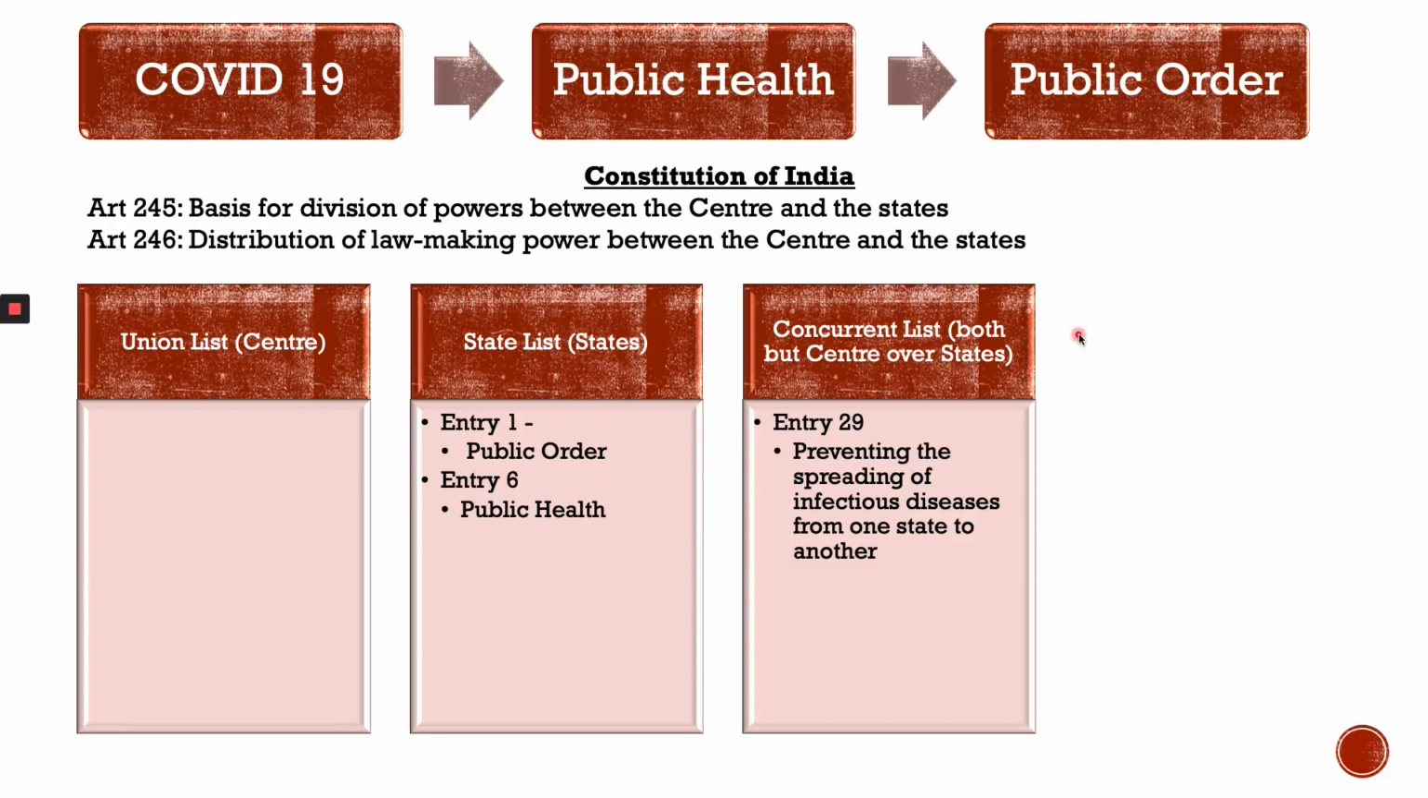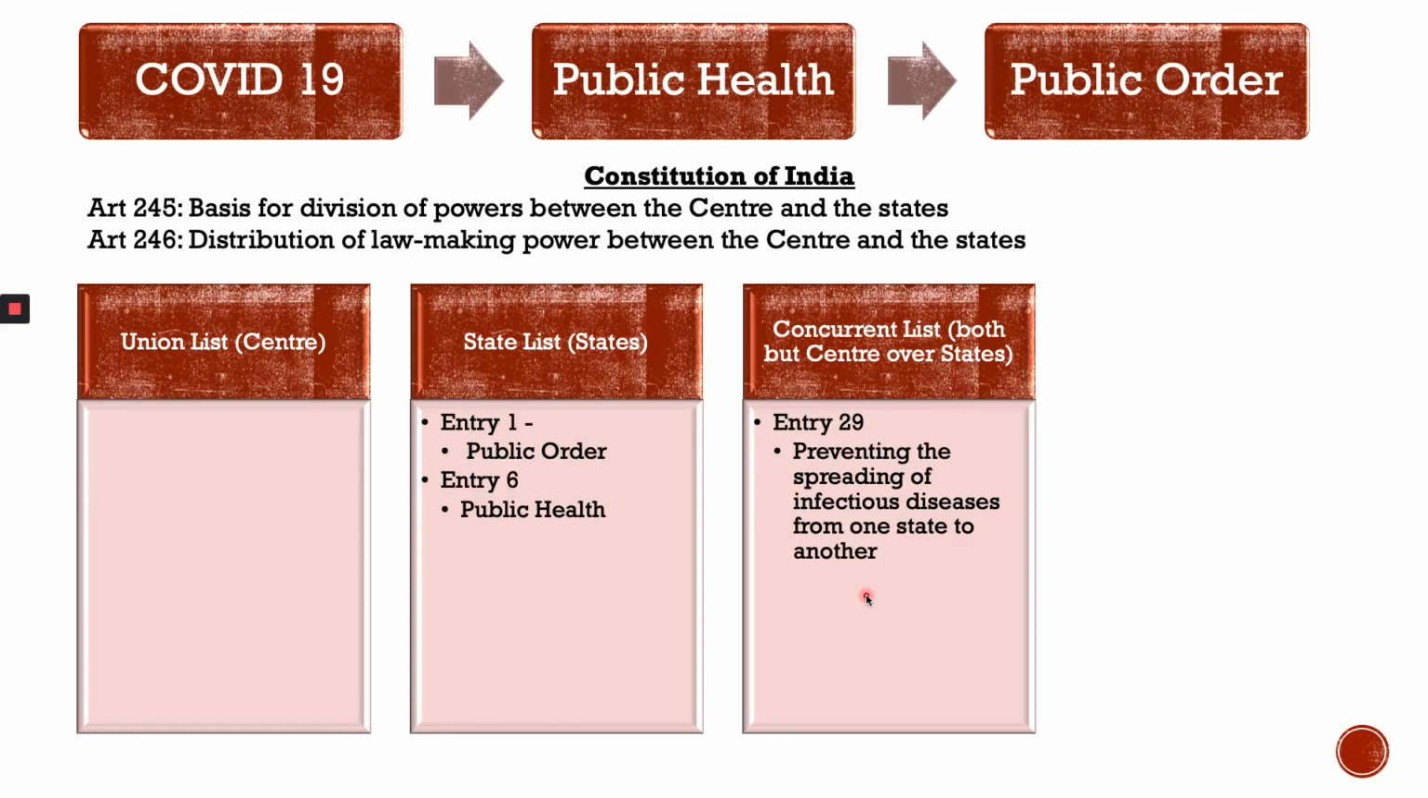This means if something is in the concurrent list, both the center and the states can make a law. If the center is making a law on something, the state laws remain redundant. If the center hasn't made a law on something, the states can continue to make a law. And that's the basic essence. So, no doubt, public health and public order are in the state list. But Entry 29 of the concurrent list gives the center the power to make law, take certain actions, make certain measures because it is trying to prevent the spreading of infectious diseases from one state to another. This is how the federal structure in India is essentially governed.